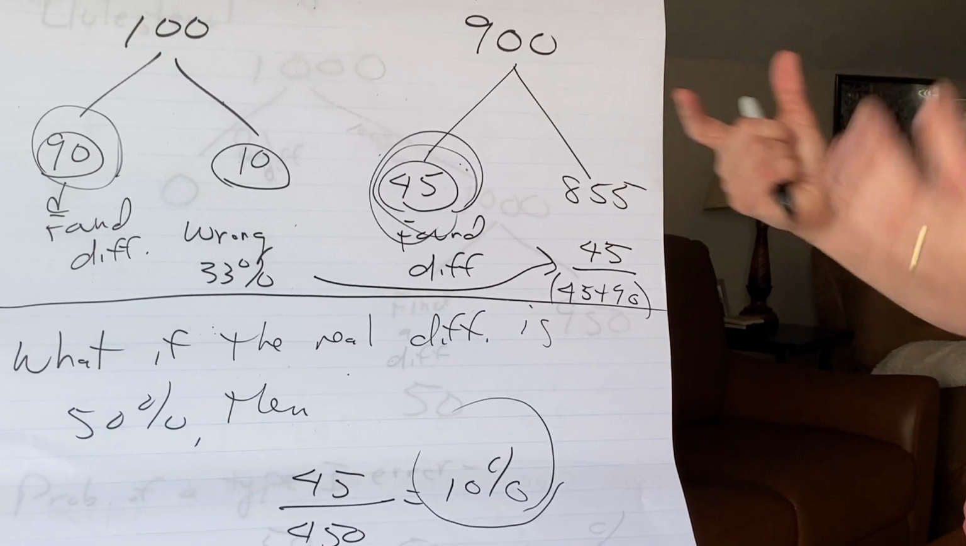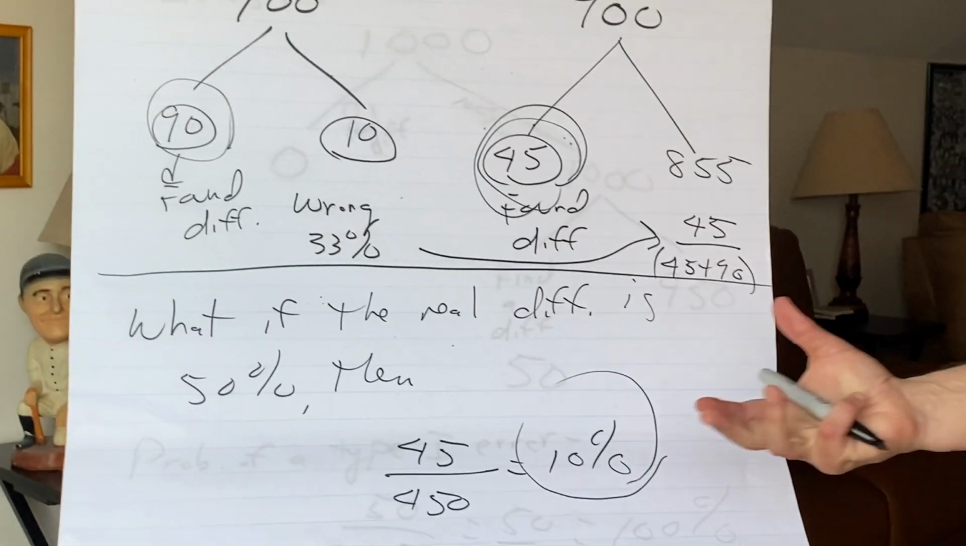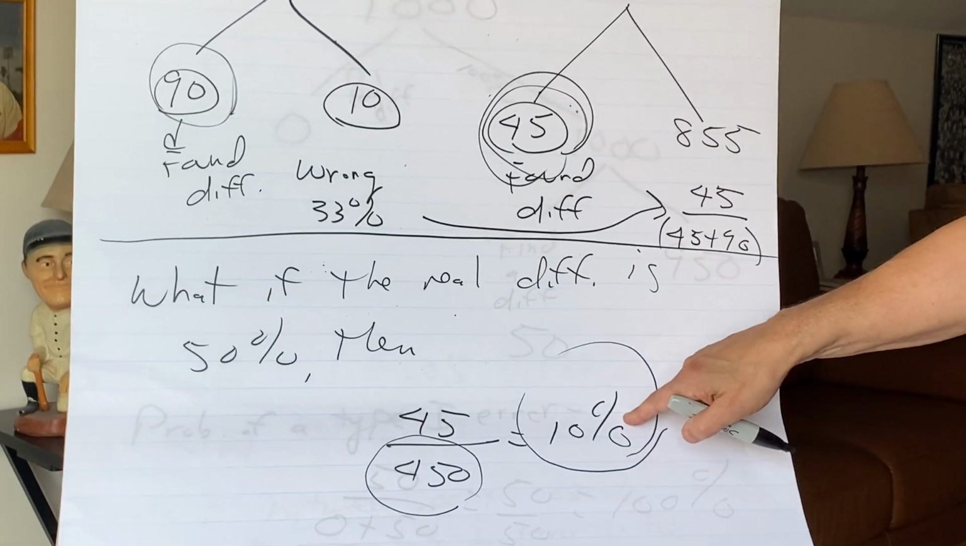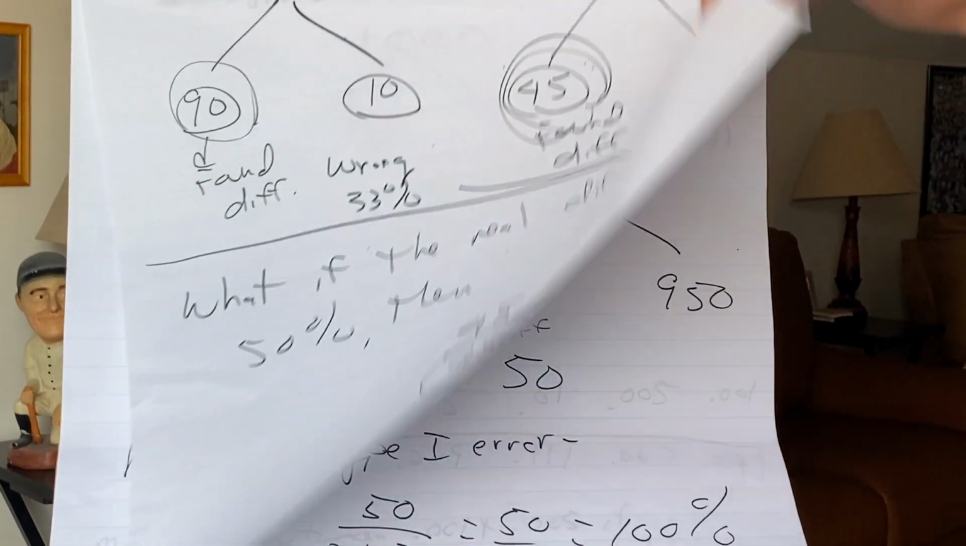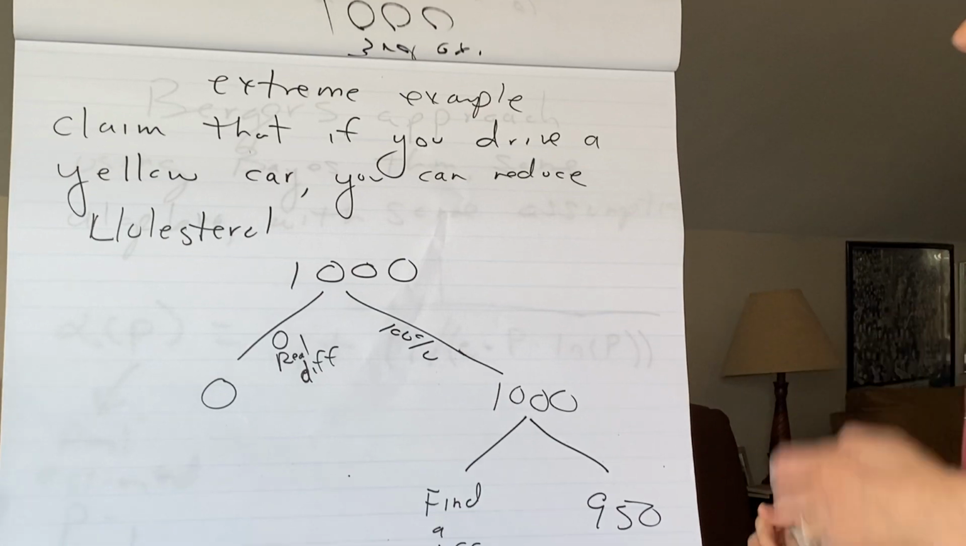And here's what's kind of happening intuitively. The higher the real difference is, that's actually inflating the denominator, hence reducing the error rate. Again, if you play around with these numbers, you'll see that. I made up an extreme example.